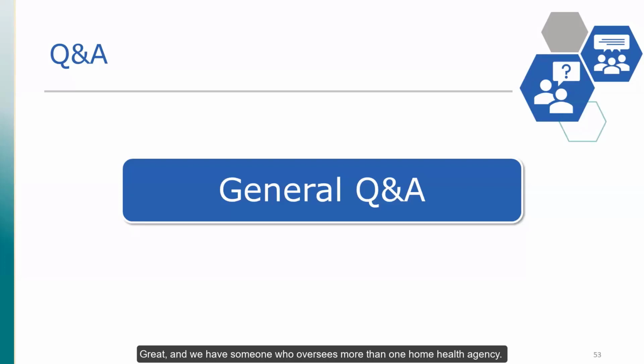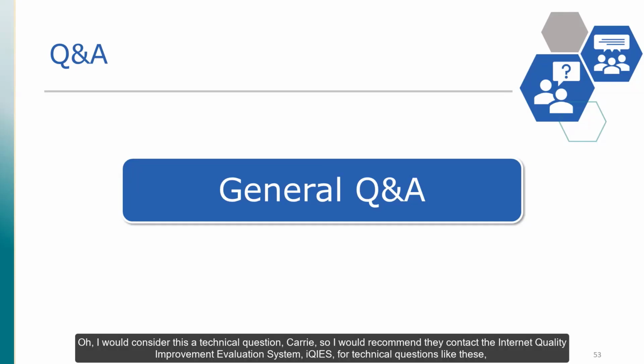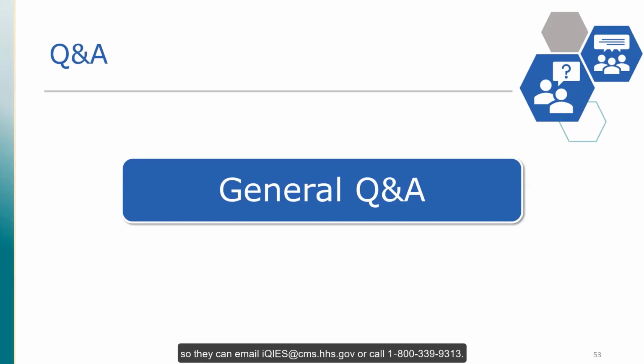Great. And then we have someone who oversees more than one home health agency. Will they be able to access the reports for each one of these HHAs? Ooh, I would consider this a technical question, Carrie, so I would recommend they contact the Internet Quality Improvement Evaluation System, iQIES, for technical questions like these. So they can email iqies@cms.hhs.gov or call 1-800-339-9313.